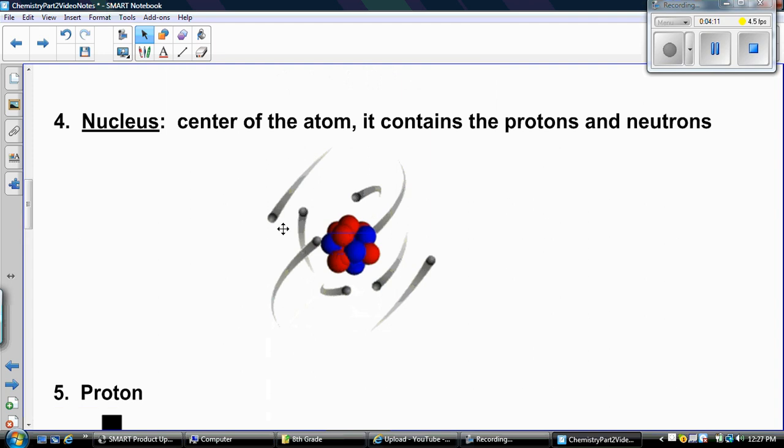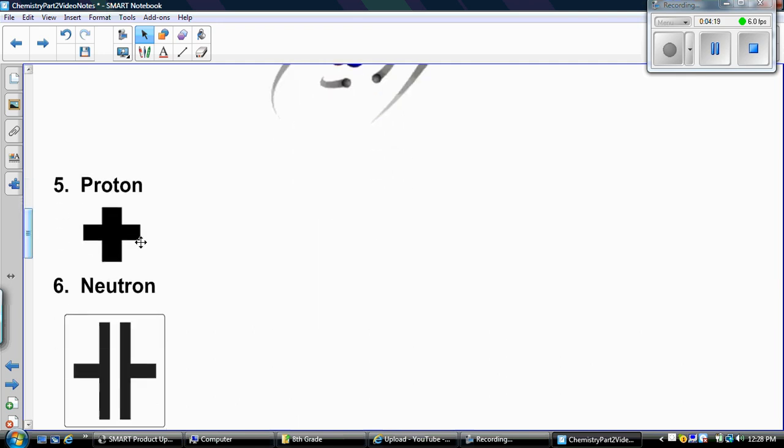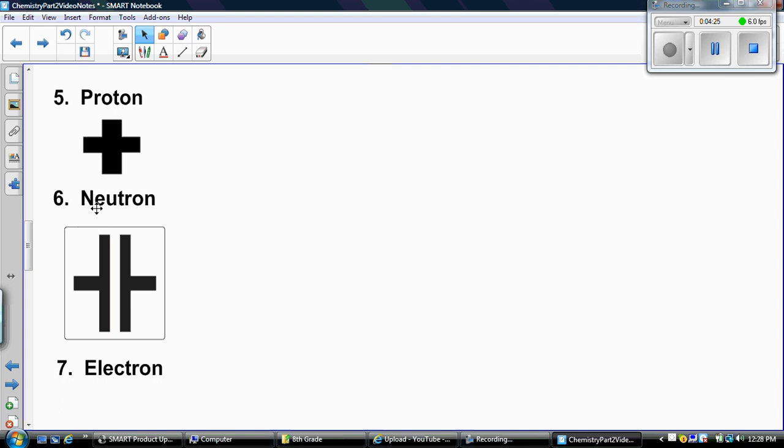The nucleus is the center of the atom. It contains the protons and the neutrons. So that's our mass of our atom. Remember, protons are the part of an atom that have a positive charge. Neutrons have a neutral charge. And electrons have a negative charge.